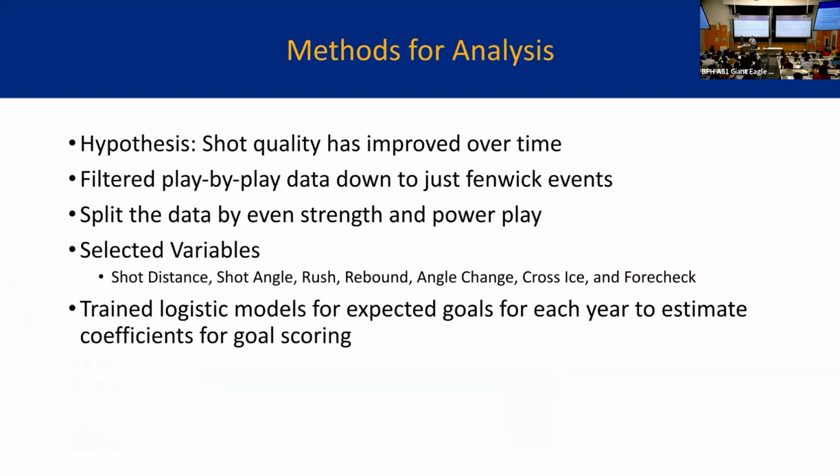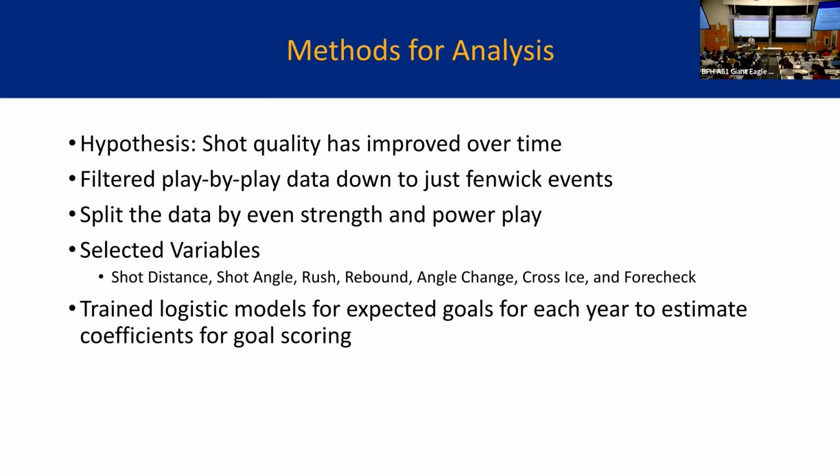So our next theory, as we highlighted earlier, is that shot quality has improved over time. To attack this question, we wanted to think about it in terms of expected goals. The idea there is we wanted to train logistic expected goals models for each year individually rather than creating the model across multiple years, and then compare the coefficients for different variables to see how they're changing over time.